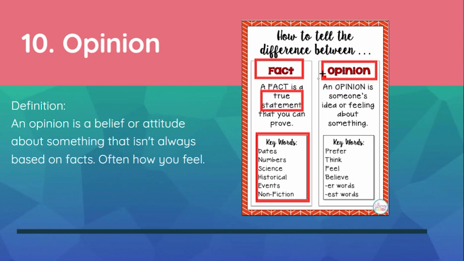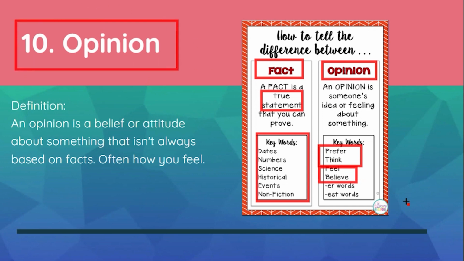An opinion is someone's idea or feeling about something. So in this, you're going to see more language having to do with feelings, beliefs, preferences, the way they think. Opinions are still valid. It's just that they cannot always be 100% backed up. So keep in mind that that is the difference between fact and opinion. It's often how you feel about something.